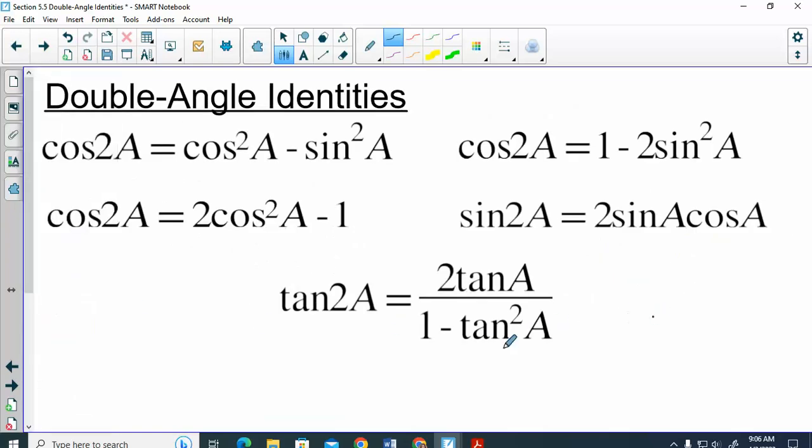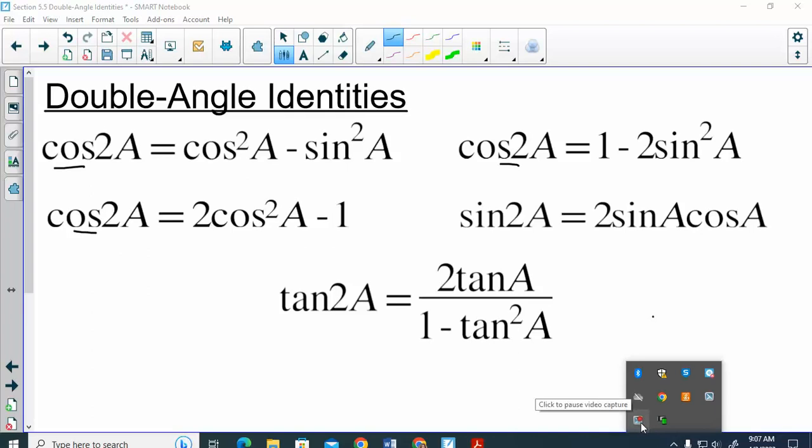I am not going to work those out right now. So here are all of our double angle formulas. Again, we have 3 of them for cosine, and then 1 each for sine and tangent. So pause the video for a moment, write all these down on your packet or in your flip chart, and then once you're done, move on to the examples.